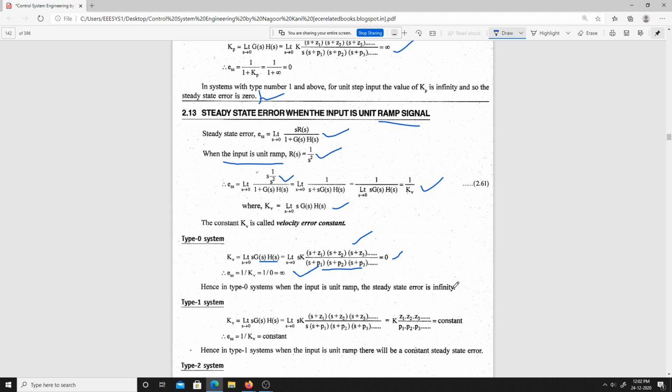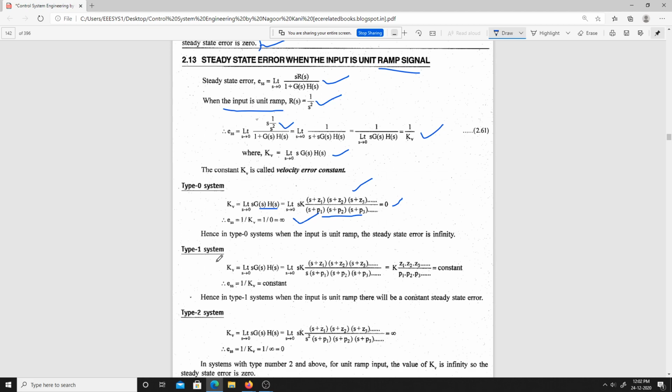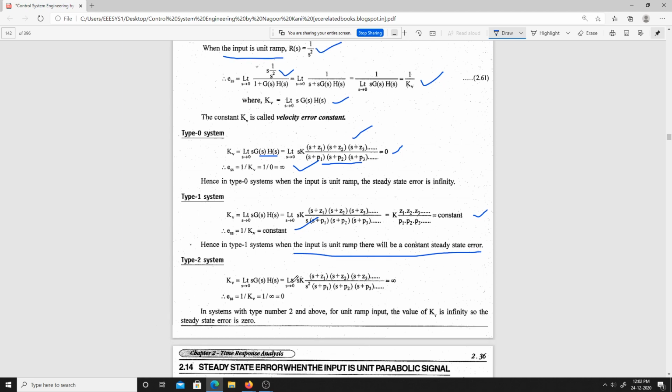The steady state error will be infinity. Now when we look at this type 1 system, type 1 system means here s power 1 we are supposed to take. In the previous case s power 0 we have taken, here s power 1 we are supposed to take. Just place s equal to 0 here. So finally, kv equals a constant. So ess will be 1 by kv, that is nothing but a constant. Hence in type 1 systems, when the input is a unit ramp, there will be a constant steady state error.